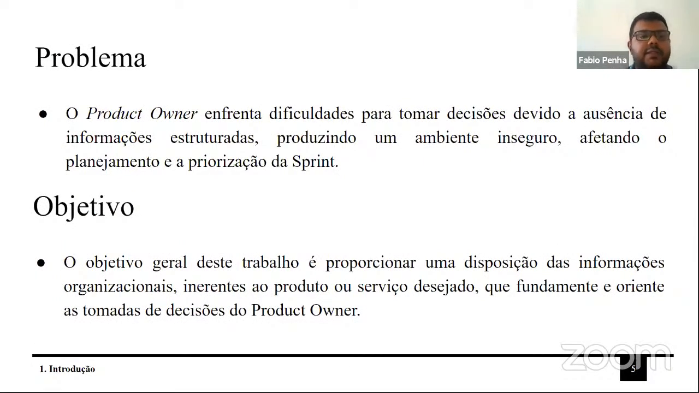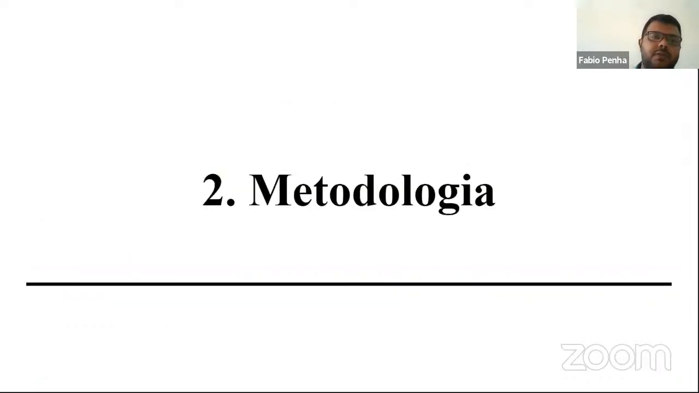Diante disso, a gente compreendeu que o Product Owner enfrenta dificuldades para tomar decisões devido à ausência de informações estruturadas, produzindo um ambiente inseguro, afetando o planejamento e a priorização do sprint. Com este problema, o objetivo deste trabalho é proporcionar uma disposição dessas informações organizacionais inerentes ao produto ou serviço desejado, que fundamente e oriente as tomadas de decisões do Product Owner.